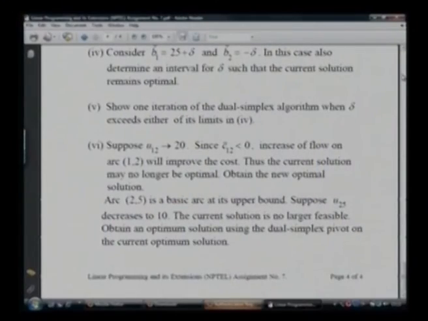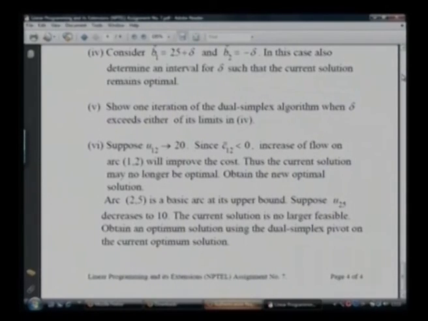And then arc 25 is a basic arc. So I just finished the last part. Arc 25 is a basic arc at its upper bound. Suppose U25 decreases to 10. This I have not discussed in that lecture, but now you surely have all the tools to handle this problem also. So now U25 is decreased to 10.